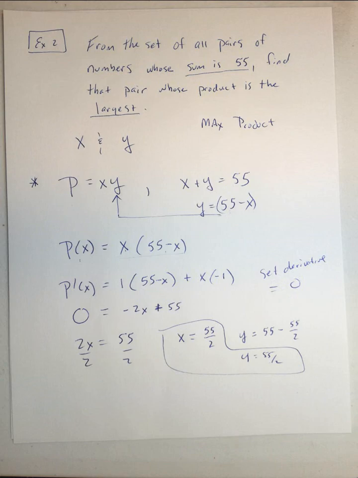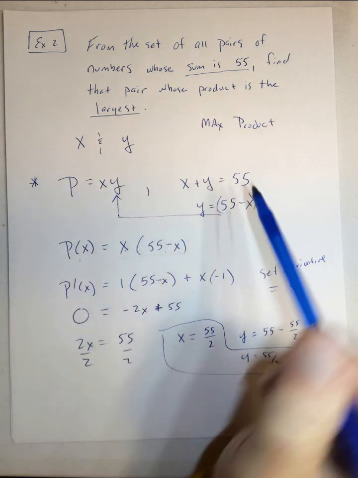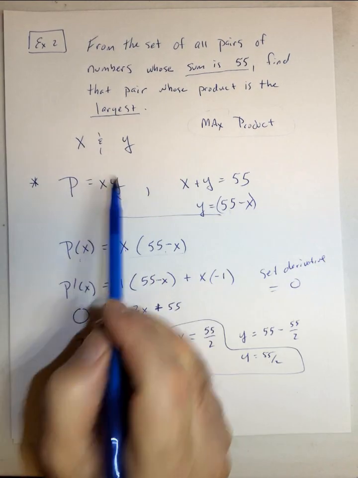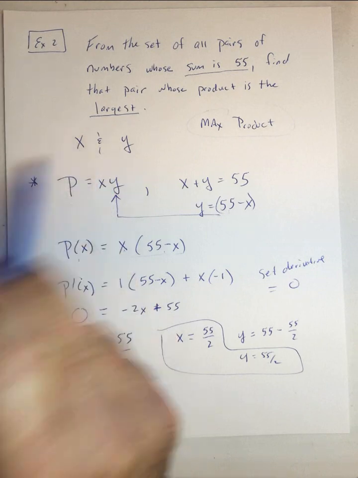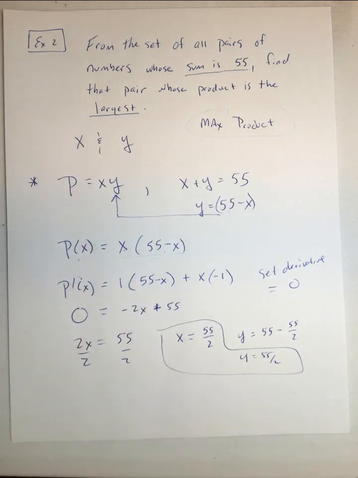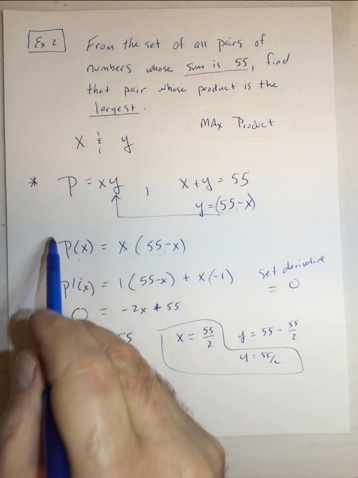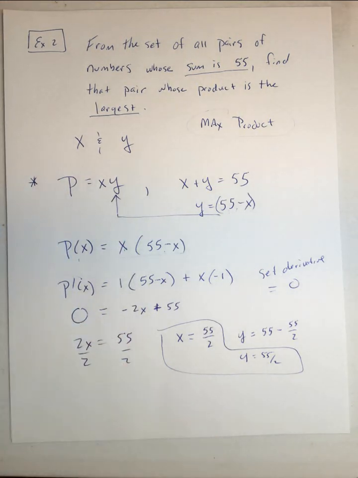But again, keep in mind, first thing you want to do, what are we trying to maximize? Write that equation. Go back into the story problem, find a second equation, a second relationship between those two numbers. Treat it like a system, solve for x or y, plug it in, and then it's just a matter of finding the derivative, setting the derivative equal to 0, and solving.